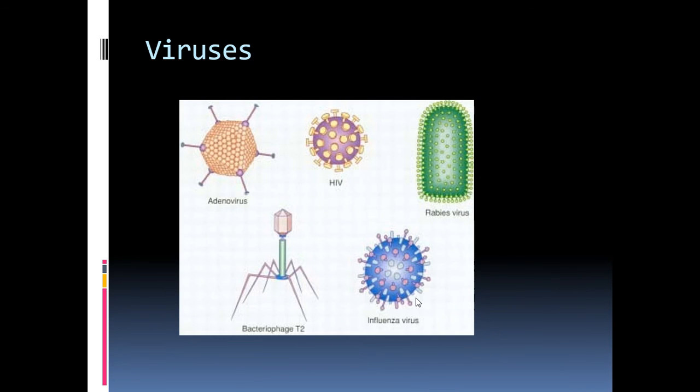And finally, a very brief description about viruses. So what is a virus? A virus is a small infectious agent that replicates only inside the living cells of an organism. Viruses can infect all types of life forms, from animals, plants, and microorganisms, including bacteria.